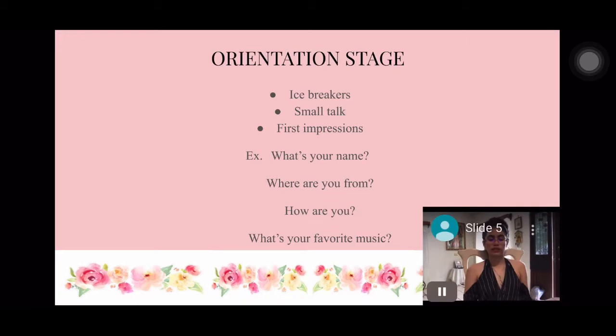Going into more detail of each layer, first comes the orientation stage. So as I said, first impressions, small talk, and icebreakers usually go down here. So questions like, what's your name? What's your favorite color? What type of music do you listen to? are usually asked in order to get a taste of how the other person is, and if you're going to want to continue to talk with them or get to know them a little bit more.